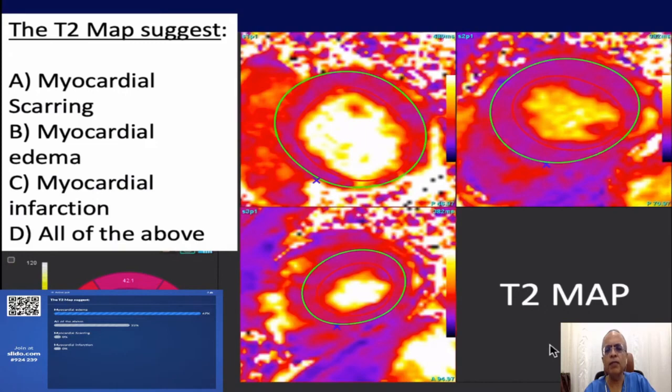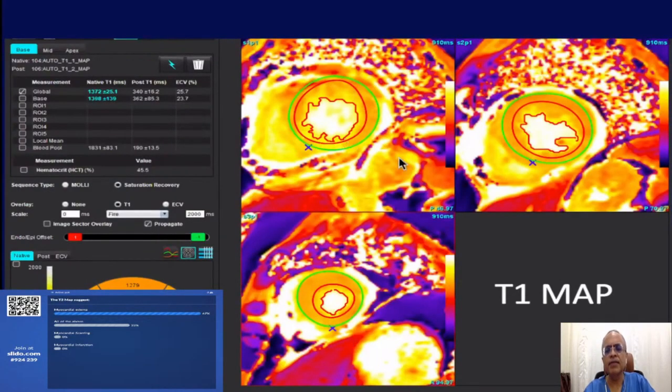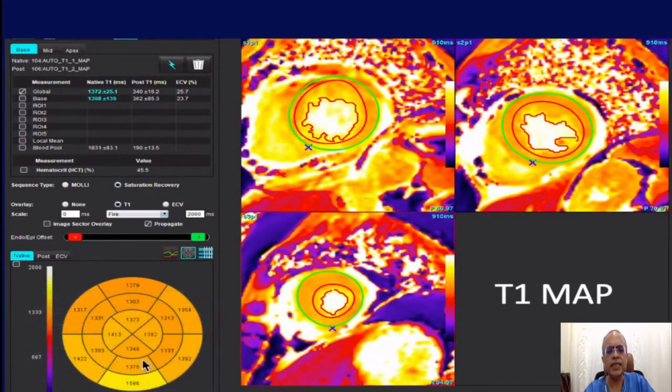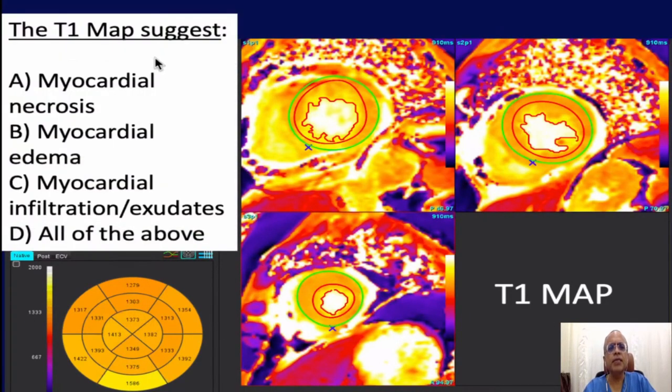So we'll look at this patient's T1 map, again the basal slice, mid slice, and the apical slice, and this is the bull's eye, and you can see the T1 values. For our scanner, a normal T1 value is 1150 plus or minus 35 milliseconds. And here we can see the T1 values all over the place, from 1500, 1300, and so on. So let me ask the question whether this T1 map suggests myocardial necrosis, myocardial edema, myocardial infiltration, exudation, or all of the above.